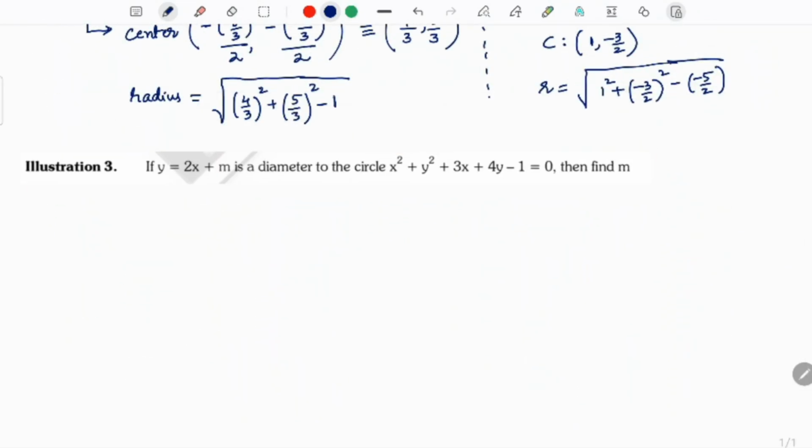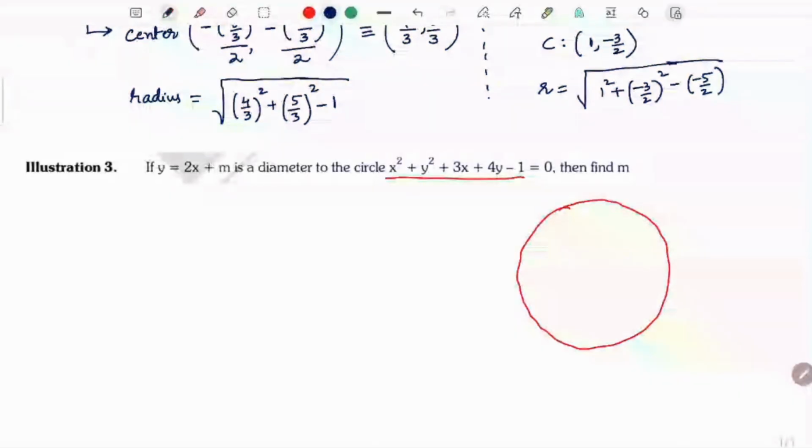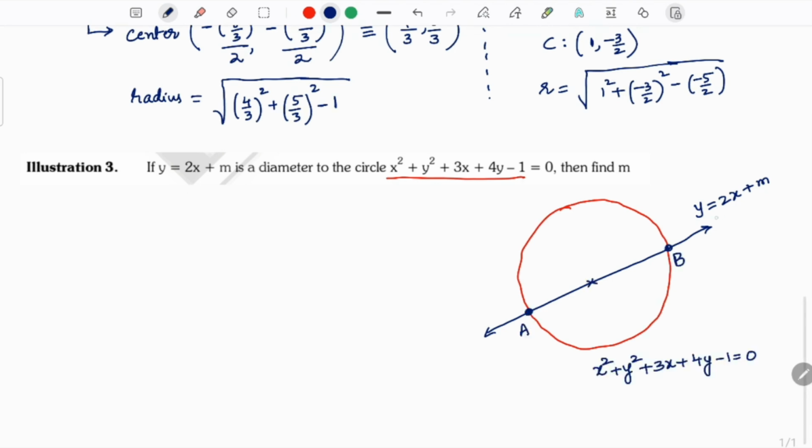So y is equal to 2x plus m is diameter of the circle. What has happened here? We have a circle. y is equal to 2x plus m is a line, right? y is equal to mx plus c. It's diameter of the circle. To find m, what is required? See, you know circle equation. That means you know center and radius. What can be done?